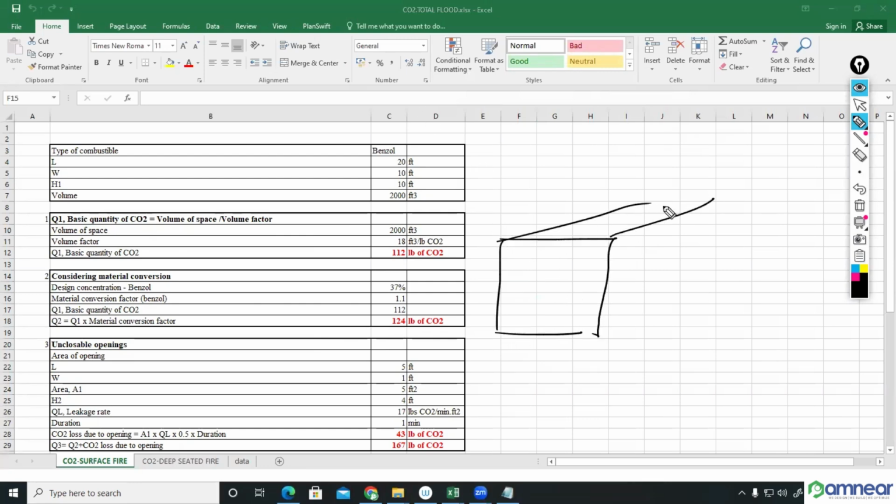But for the time being, when we are calculating the space, let's say, for example, I'm having a room. The width of the room is 10 feet. This side will be 15 feet. Height will be 11 feet.